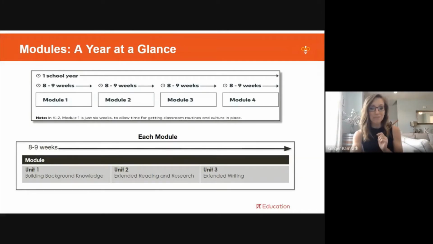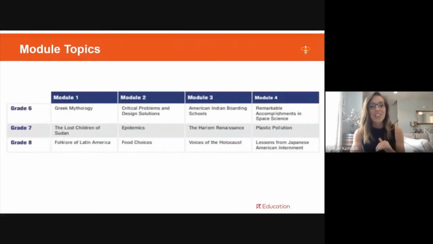Next slide, please. Here you'll see the topics in middle school grades. Special attention especially was given to the selection of topics, choosing those that would be really compelling for adolescents, but also representative of diverse perspectives and using text with diverse characters and written by diverse authors. The next, please.